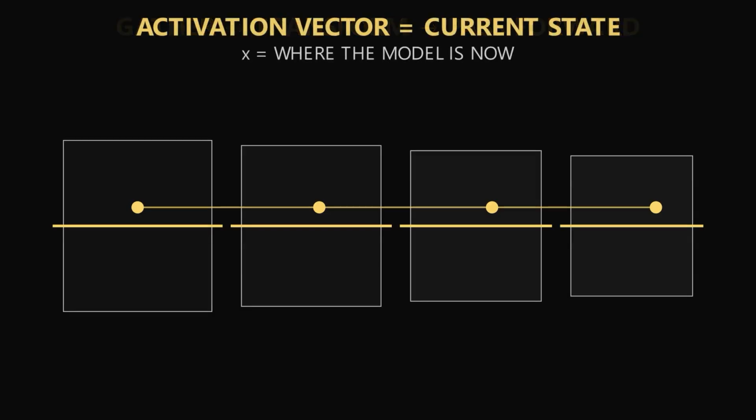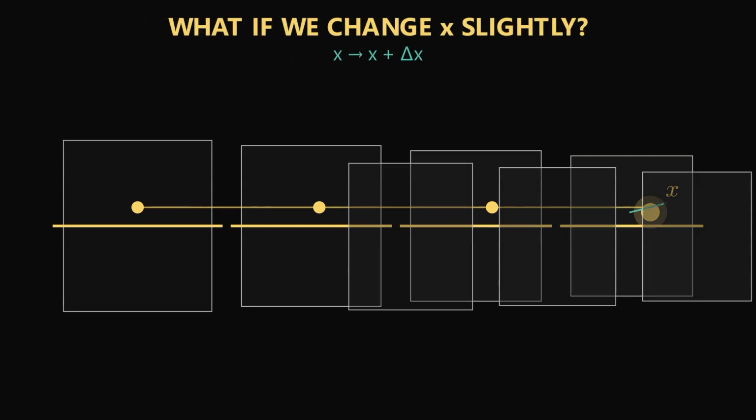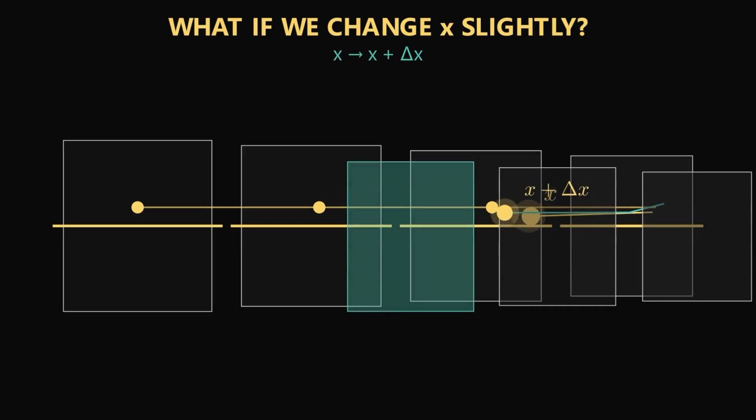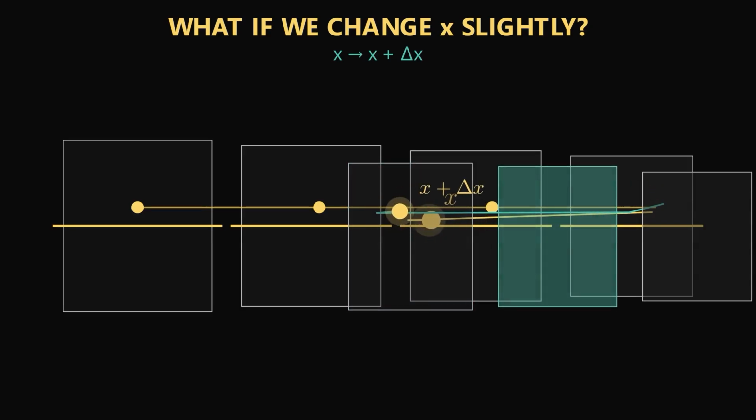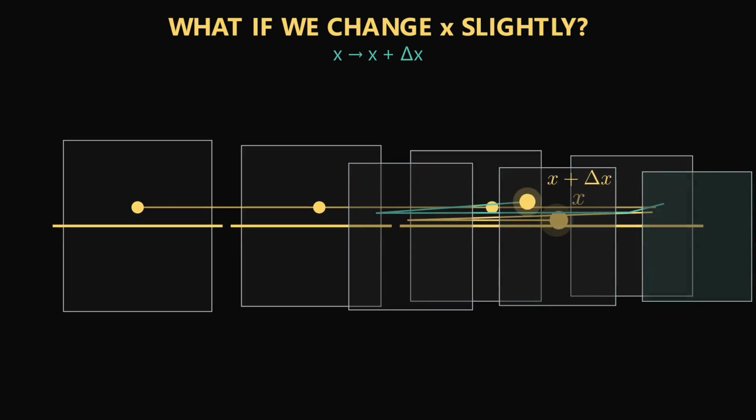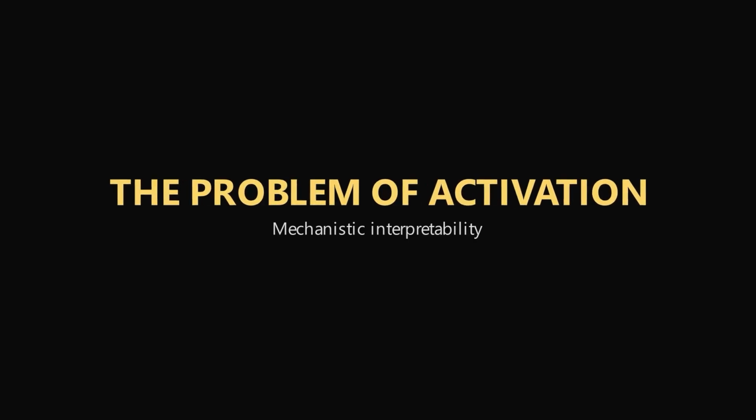And this gives us a useful mental model. The activation vector tells us where the model currently is in its internal representation space. Now we can ask the question that matters for our investigation. If we slightly change that representation, what happens to everything that comes after it? This is where the Jacobian matrix becomes important. First, let me tell you about the problem of activation. Then things will start to unfold automatically.